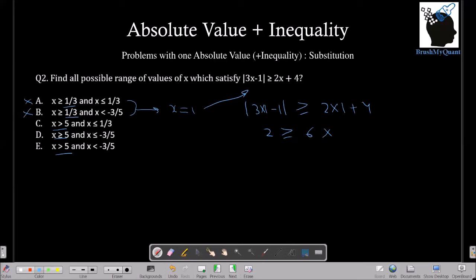In option number C, D and E, we see that option number D has x is greater than or equal to 5. So let me try x is equal to 5 and see whether it satisfies or not. So if x is equal to 5 satisfies, then definitely C and E are gone. So if you put x is equal to 5, you will get 3 into 5 minus 1 should be greater than or equal to 2 into 5 plus 4, which is nothing but 14 is greater than or equal to 14. And which is true. That means option number D is the answer.